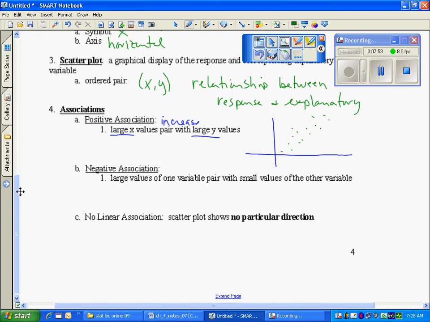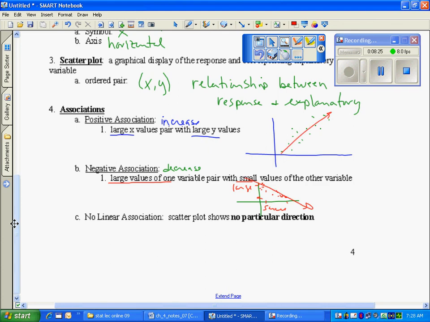A negative then would decrease. So taking a look at a negative association, that means the values go down. So we have large y's with small x's. These are small, and these would be large. And then out here I have large x's, but small y's. So you just look at the trend of the picture. You can see that this is headed up, positive, and this is headed down, negative.